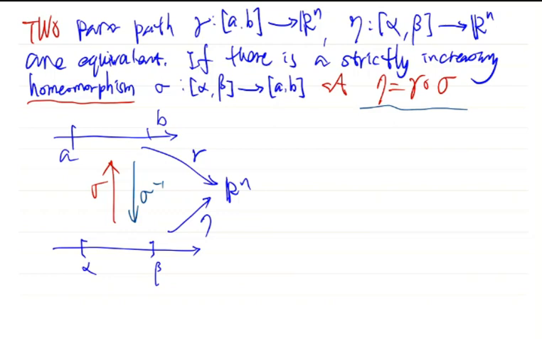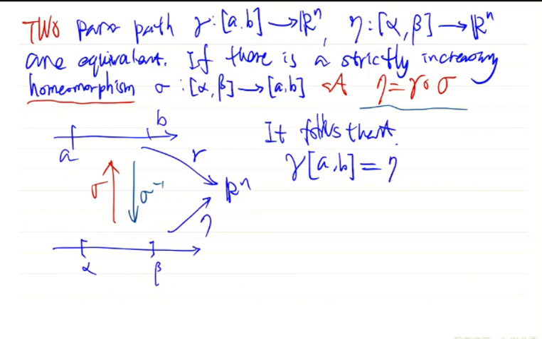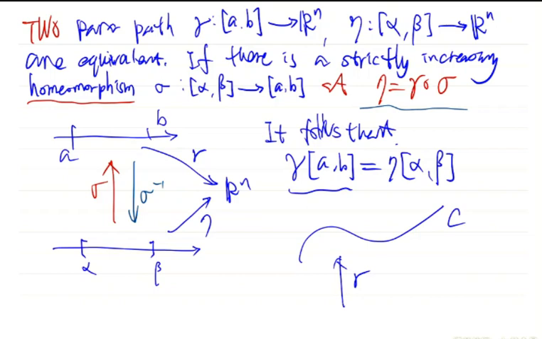It is easy to see that the corresponding images are the same. If gamma and eta are equivalent, then it is not difficult to show that gamma([a, b]) equals eta([alpha, beta]). That is, the image of gamma is precisely the image of eta. So both gamma and eta are parametrizations of the same curve or same path in Rn. We have a curve in Rn, and this curve has different parametrizations. One is gamma, the other is eta.